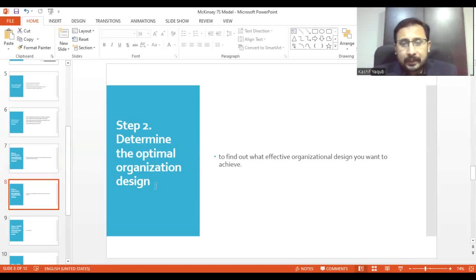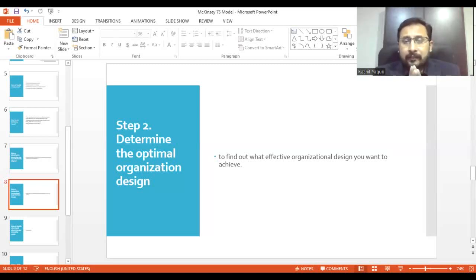Determine the optimal organization design to find out what effective organizational design you want to achieve. The purpose is to find out what organizational design you want to achieve. With the help of top management, your second step is to find out what effective organizational designs you want to achieve. By knowing the desired alignment, you can set your goals and make action plans much easier, right?